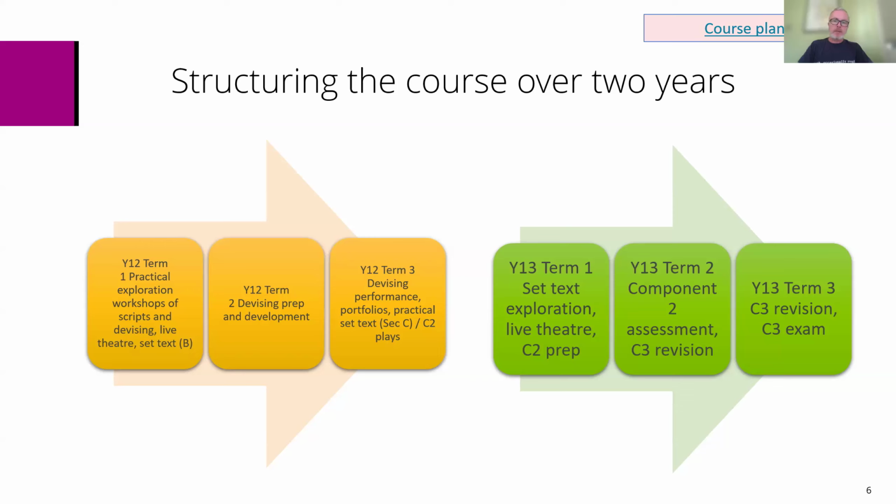So after the summer holidays, potentially in the autumn term, they will look deeper into their component 3 text and again explore the methodologies of a new practitioner, a different one to the one that they learnt about in component 1. They'll see more live theatre, and then they will be preparing their monologues or duologues and their group pieces for the component 2 performances, which take place in the spring term. More on that later on.